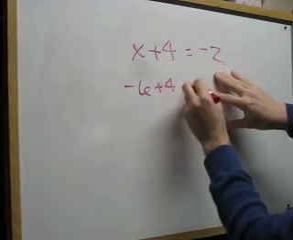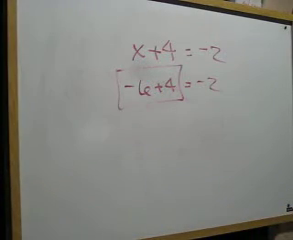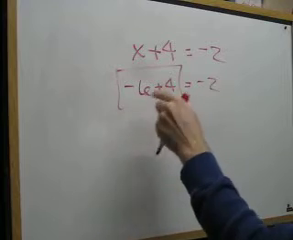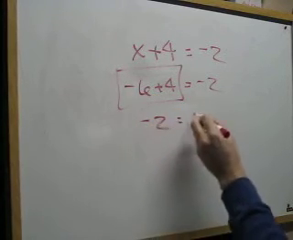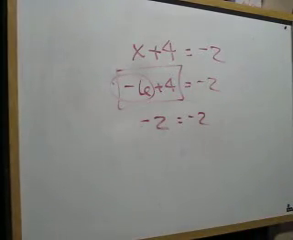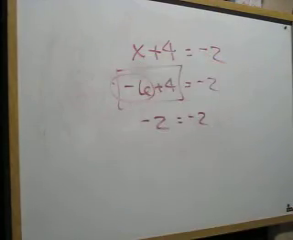Negative 6 plus 4 equals negative 2, because we're adding two numbers. The signs are different, so we take the difference between 6 and 4. We put the sign of the largest number on there, and that is a true statement. So negative 6 makes this statement true. Therefore, negative 6 is a solution for x.